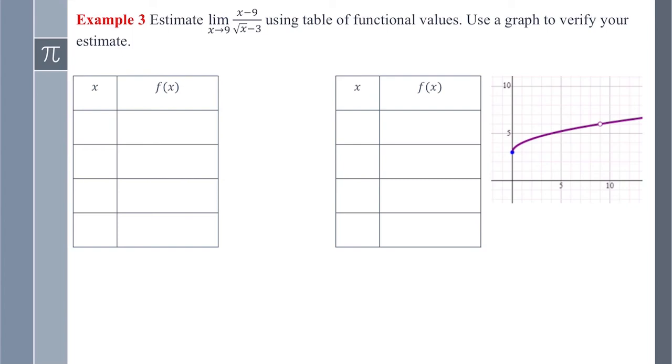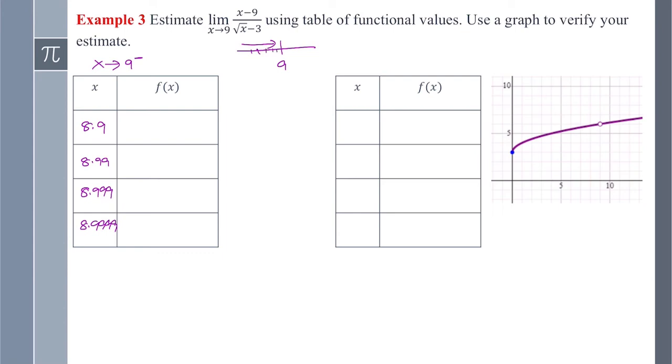So let's say this one, x is approaching 9 from the left. Okay, so that means I'm going to take the values x equals 8.9, 8.99, 8.999, and 8.9999. So here is 9. So we are approaching 9 from the left, so I'm taking these values.